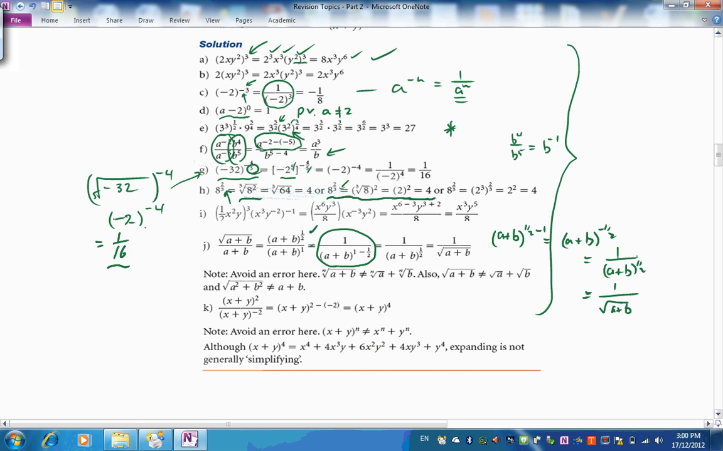Just notice that you can't split the root over a sum there, because you know that when you square a plus b, you don't get a squared plus b squared. Therefore, the root of a squared plus b squared is not equal to a plus b. You can't distribute the square root operation over a sum.